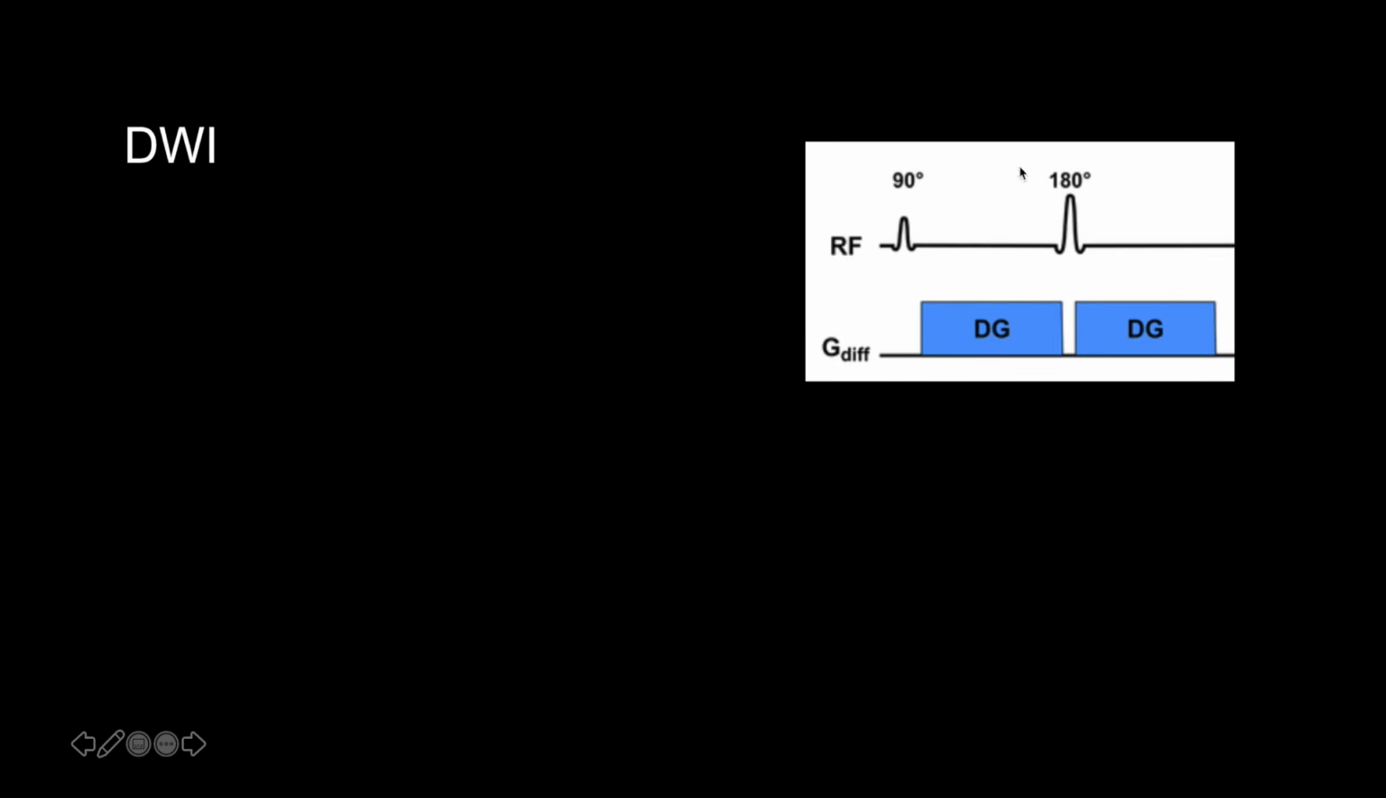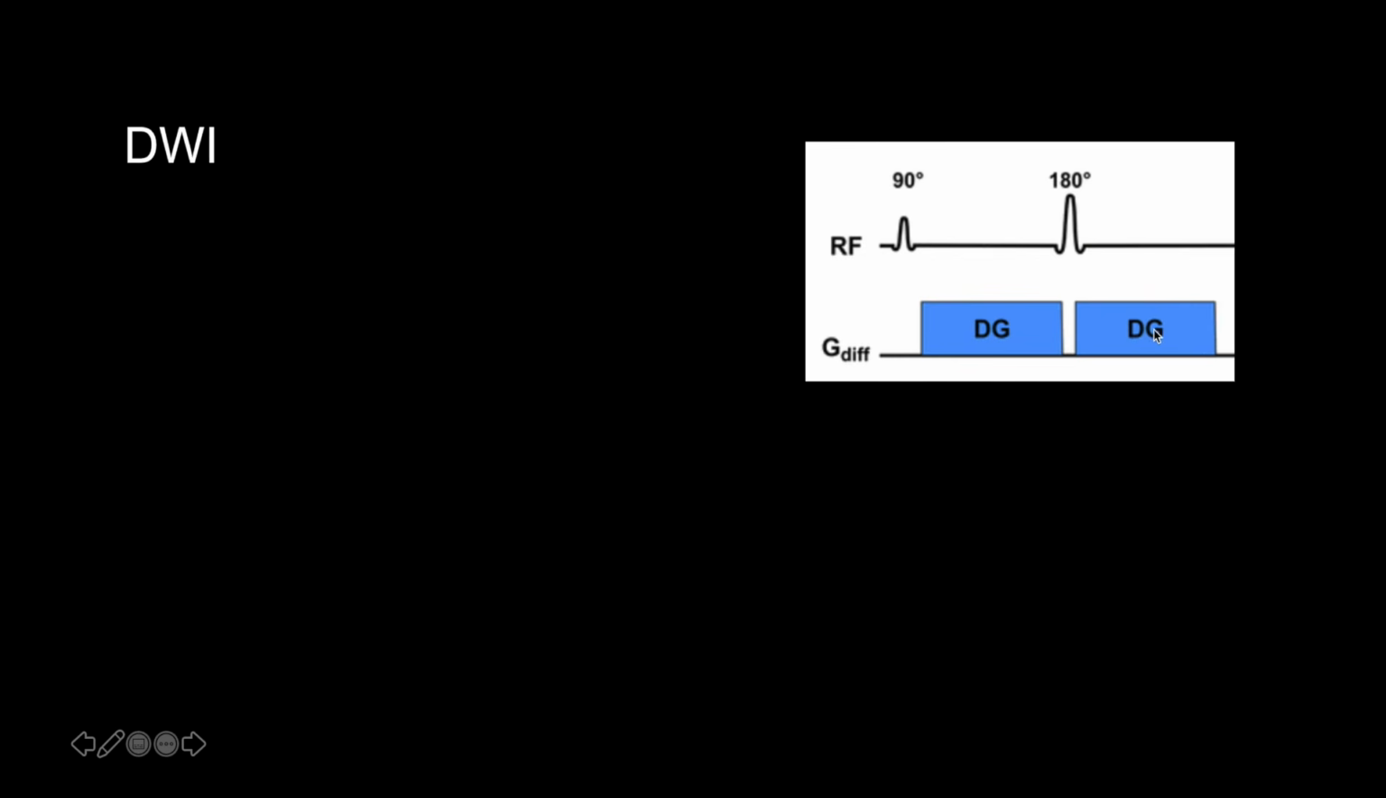If we look at this pulse sequence diagram here, this would create a DWI image. We have a 90-degree RF pulse here and a 180-degree RF pulse here, so this is a spin echo based sequence. And there are these very strong gradients labeled DG for diffusion gradients on either side of the 180-degree refocusing pulse. These gradients are, for all intents and purposes, equal and opposite in direction. In this pulse sequence diagram, we're going to get signal down here somewhere.